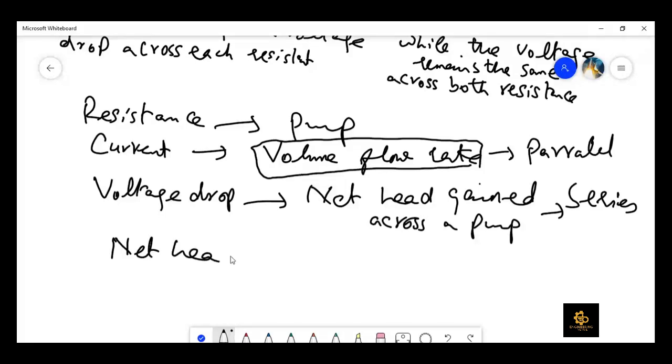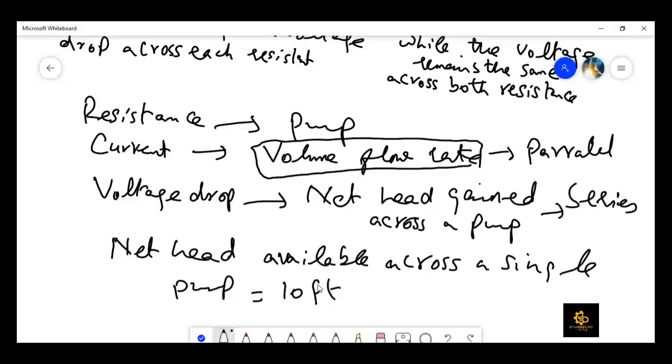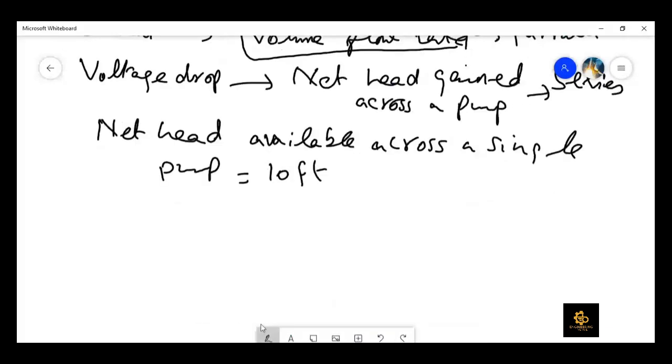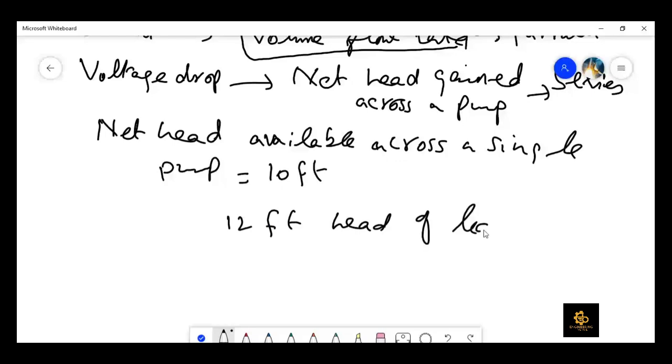Okay, so let's suppose that we talk about an increase in net head, right? First of all, we consider the case where the net head available across a single pump is 10 feet or 10 meters, whatever. Now, because we have installed the piping system, we know that there are major and minor losses which are about 12 feet of head loss, right? So it means that we need to increase it by 2 feet.